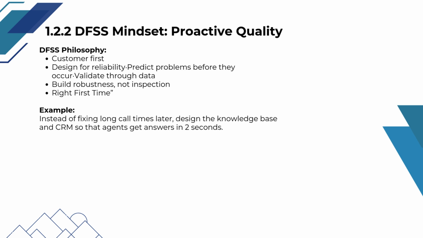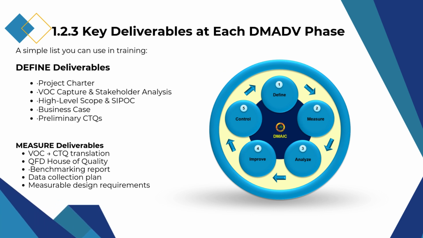The DFSS mindset promotes proactive quality by putting the customer first, designing for reliability, predicting problems before they occur, validating solutions with data, building robustness instead of relying on inspection, and aiming for right first-time results. For instance, rather than addressing long call times reactively, the knowledge base and CRM are designed so agents can retrieve answers in just seconds.